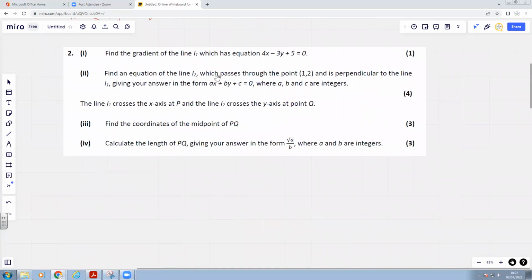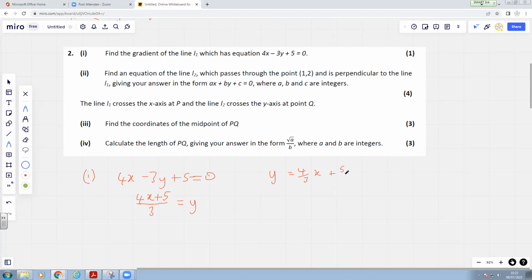Okay, question 2. Find the gradient of this line. Well, what have we got here? If we rearrange this into y equals mx plus c, we should be able to eyeball what we've got and just decide on the gradient. So I'm going to leave the 4x plus 5 on the right-hand side. I'm going to add the 3y over, then divide by 3 to give me that. And so y is 4/3 x plus 5/3. I can split the fraction like that, and therefore I know that the gradient is 4/3. Hopefully that one is nice and straightforward.